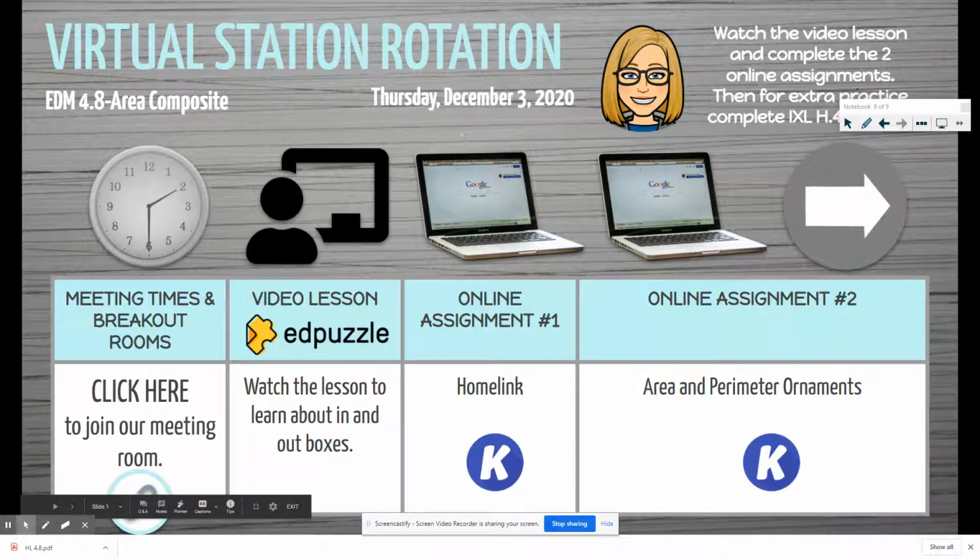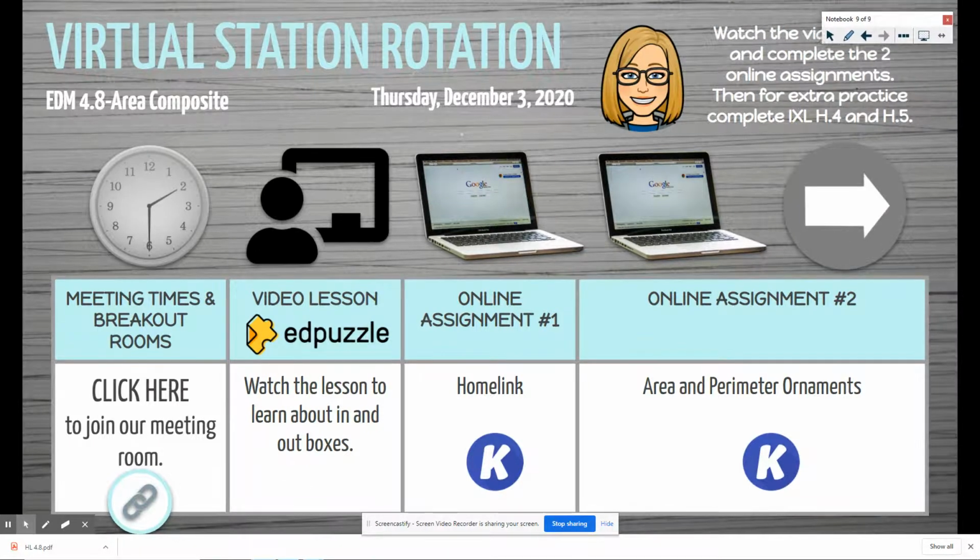Hey guys, for our lesson today, we are going to be looking at Everyday Math Lesson 4.8, and this is all about area composite. So yesterday we learned about area and how area is the inside of a shape. Today we're going to be looking at how we can find area when we don't have the boxes to help us count those shapes or the sizes.